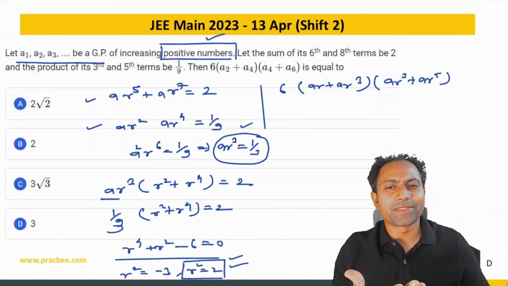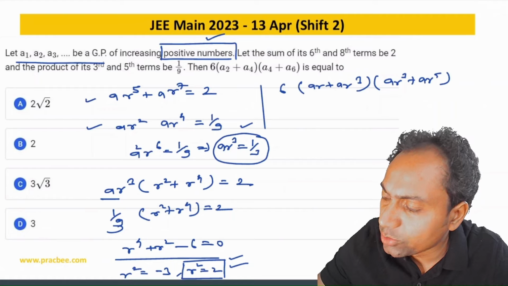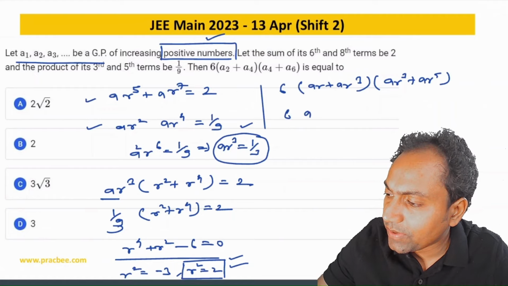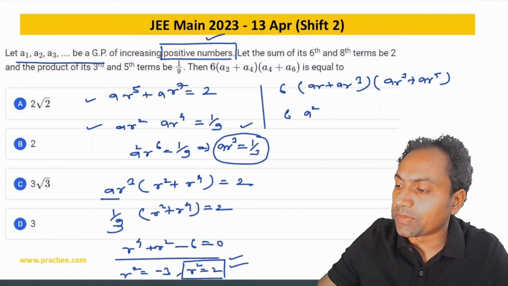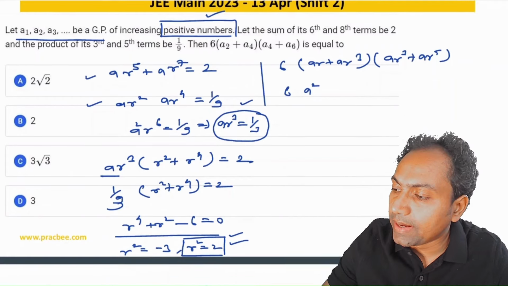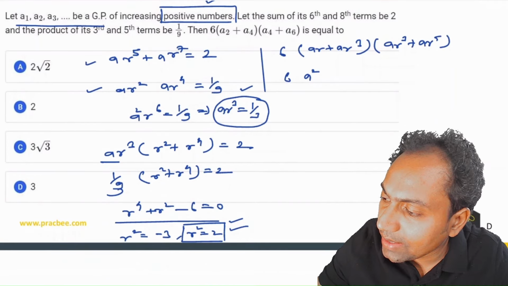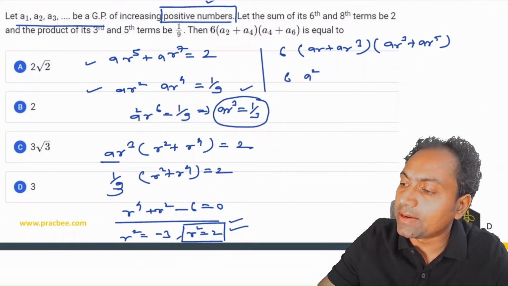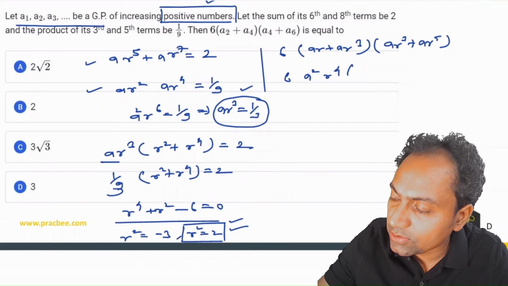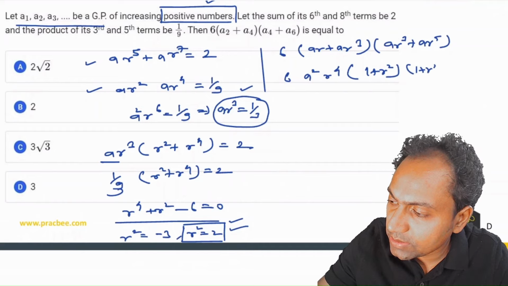I can solve further, but it is not required because I can reduce my question into the required form. So if I take a common from both the terms, it becomes a square. And if I also take r from the first term and the r cube part from the other one, it becomes r raised to the power 4. The rest is nothing but 1 plus r square into 1 plus r square.